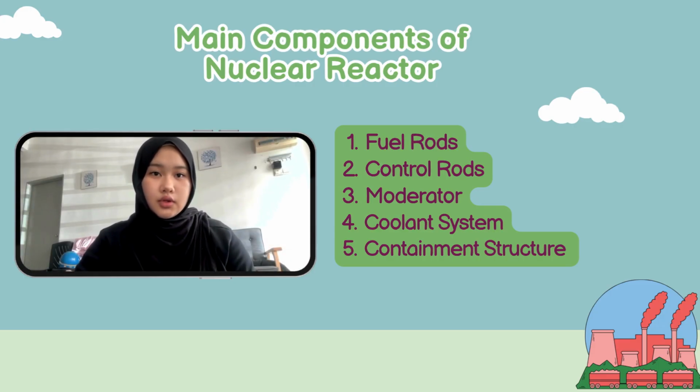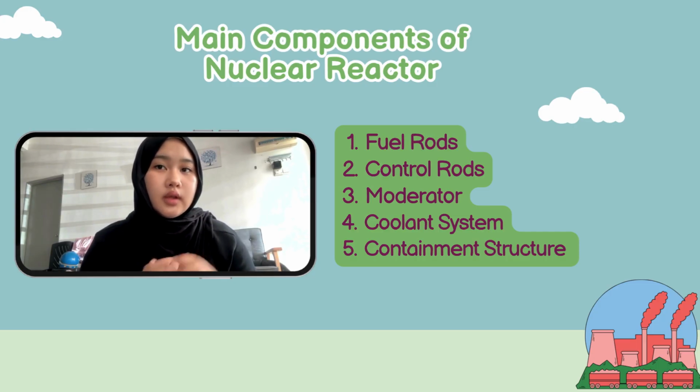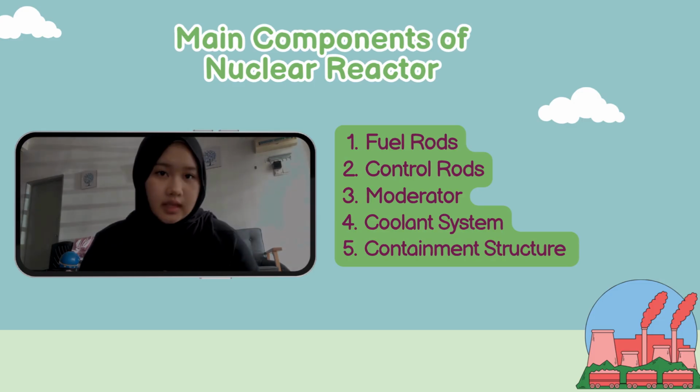Next are the control rods. Control rods are used to control the nuclear reaction. They are made from materials such as boron or cadmium that absorb neutrons. When the control rods are inserted, the reaction slows down. When they are withdrawn, the reaction increases. This helps keep the reactor safe and stable.